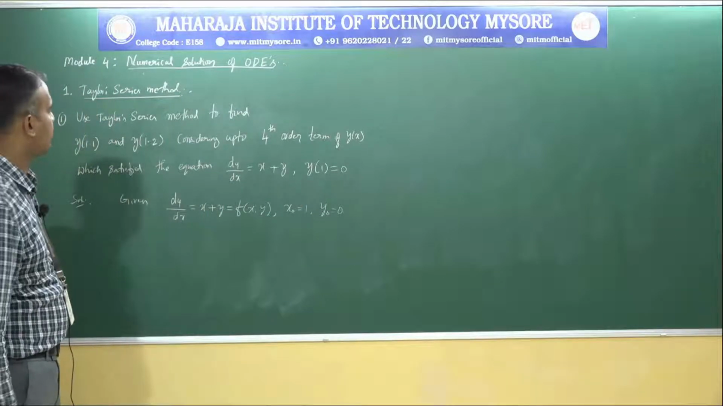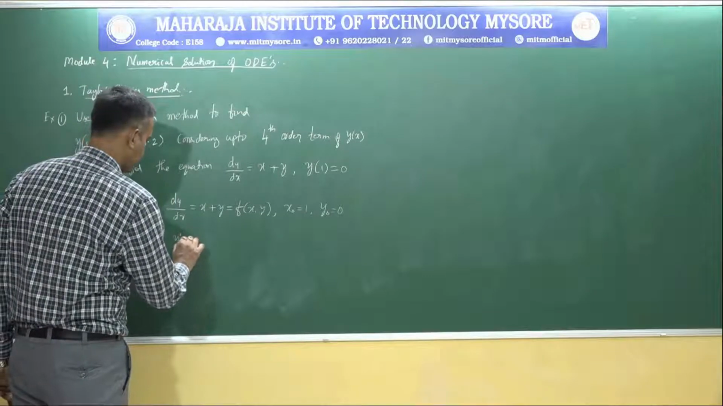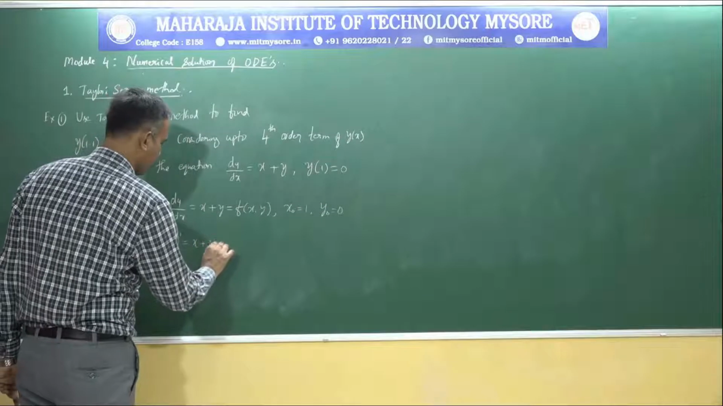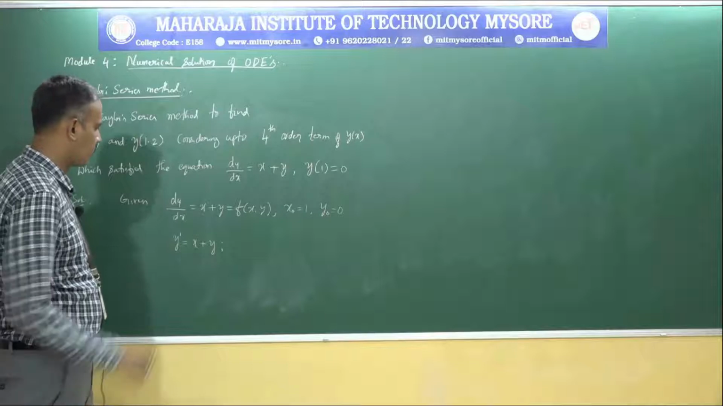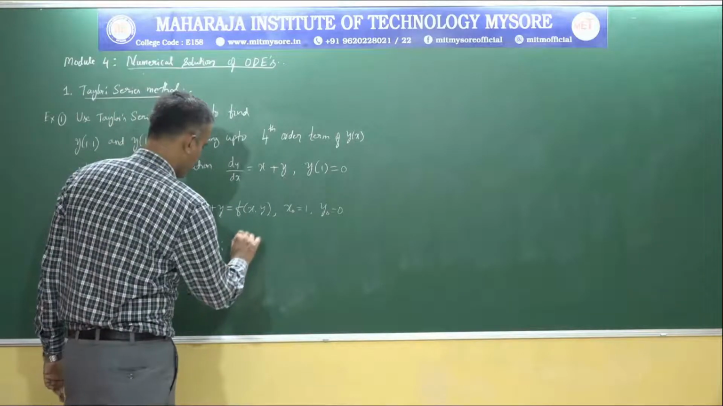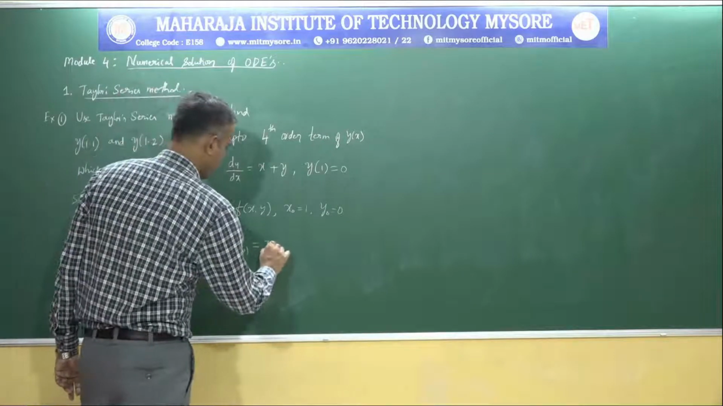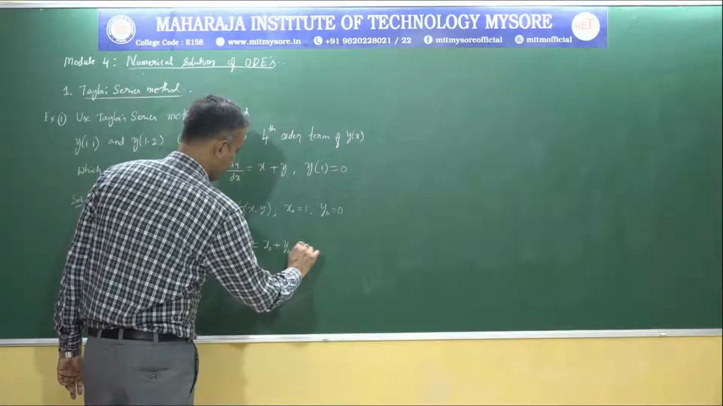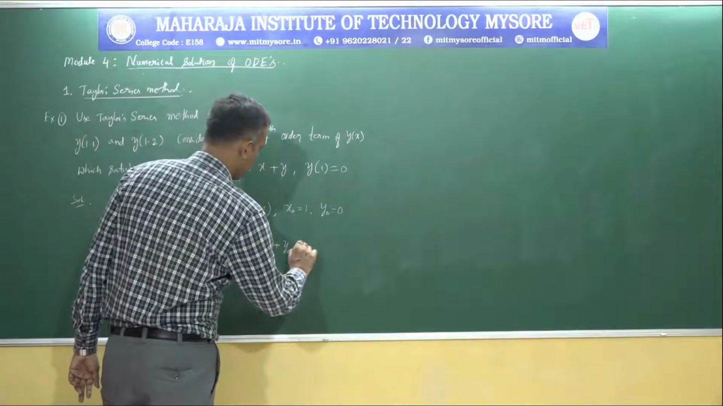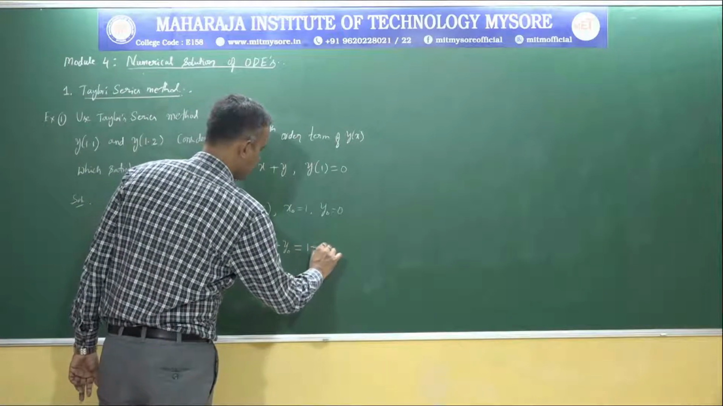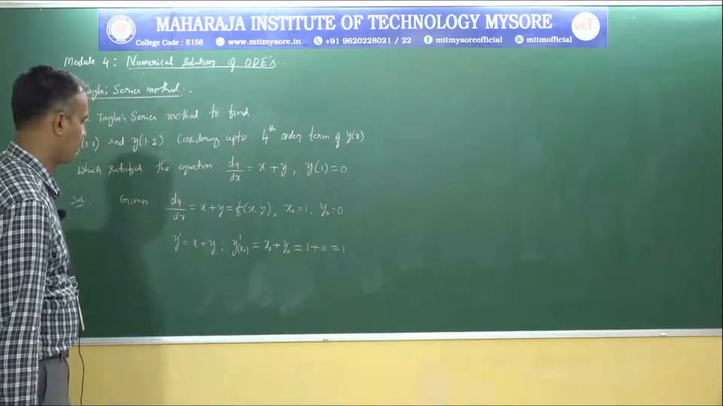Next, in short form, dy by dx we can assign y dash is equal to x plus y. Next, first we have to find y dash of x naught, which is nothing but x naught plus y naught. Now substitute the x naught value along with the y naught here: x naught value 1 plus 0. Now we get 1.